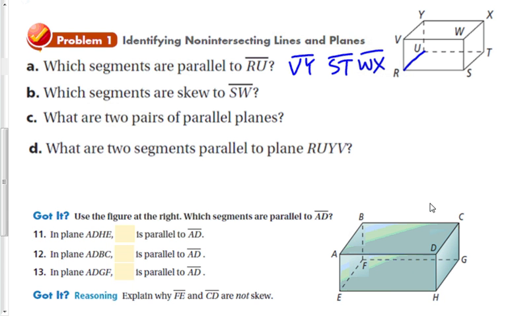Which segments are skew to SW? So SW is right here. Skew means that it's non-coplanar and it is non-parallel. So that would be lines like this one right here and this one right here. So RU and XY.